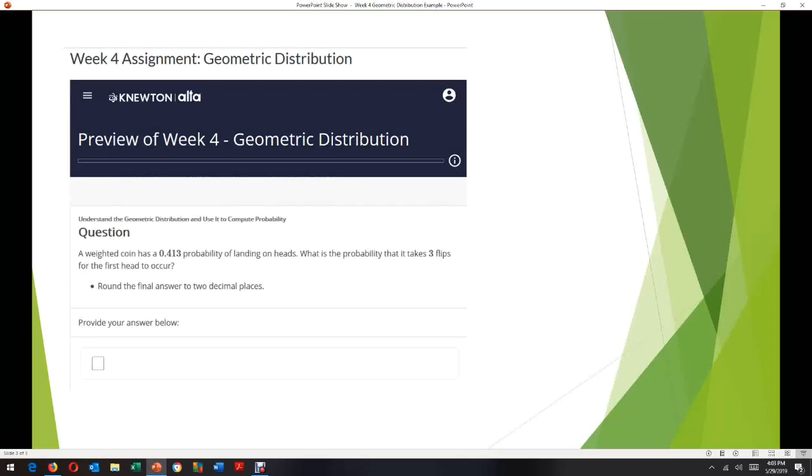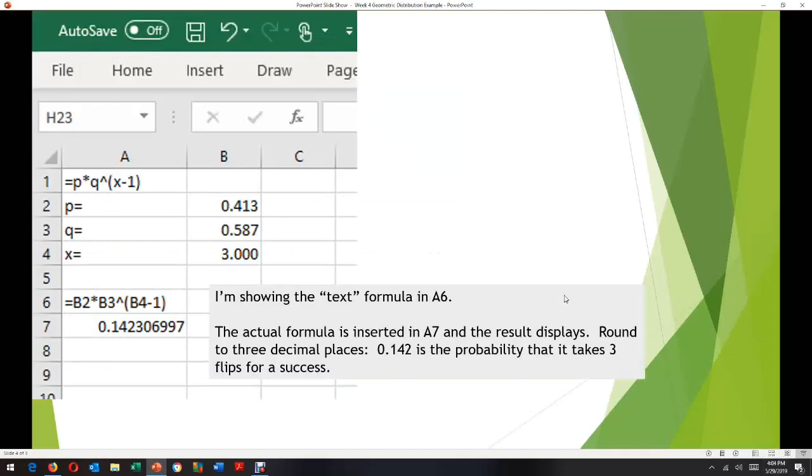So here's the problem. This weighted coin has a probability of 0.413 of being successful. And we want to know what is the probability that it takes 3 flips for the first head to occur. So what we're going to do is go to Excel, and in cells B2, B3, and B4, I have put the values that we need for this problem: P, Q, and X. 0.413 is P, and then 1 minus 0.413 is 0.587, and X is equal to 3.